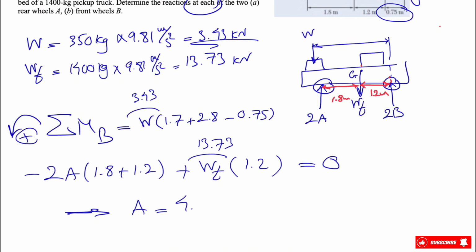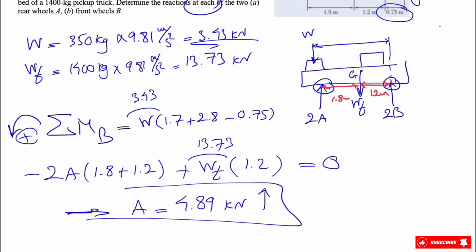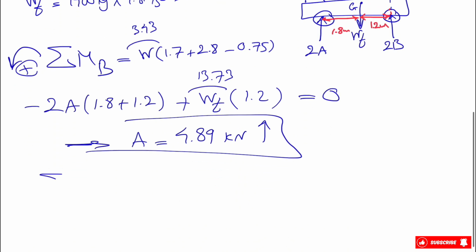The reaction at the rear wheel will be 4.89 kilonewton, and this would be the direction. So we found one of the unknowns. There's only one left. We can either go with the moment about point A, or we can do the sum of all forces in the y direction. Let's call this our positive direction for y.